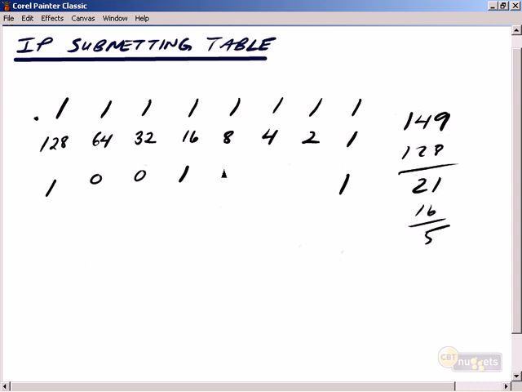Is 5 greater than or equal to 8? It is not. Off. 4? Yes, it is. On. That leaves us, of course, with 1. Turn that bit off, and we know this bit's turned on. So 1, 0, 0, 1, 0, 1, 0, 1.